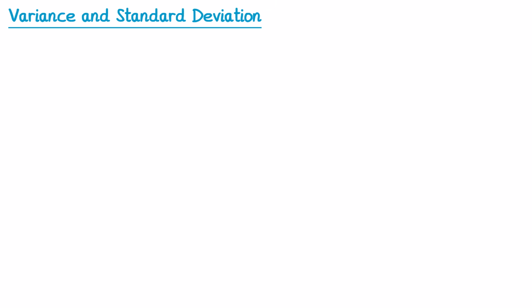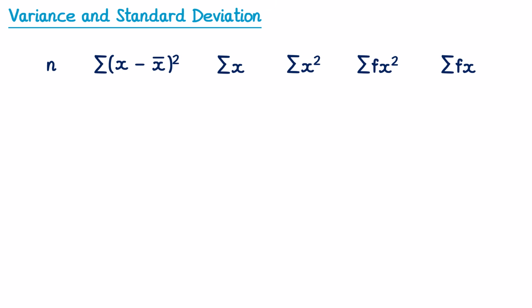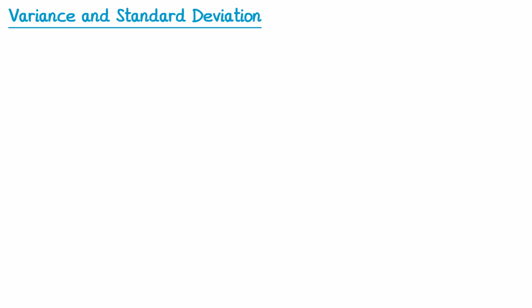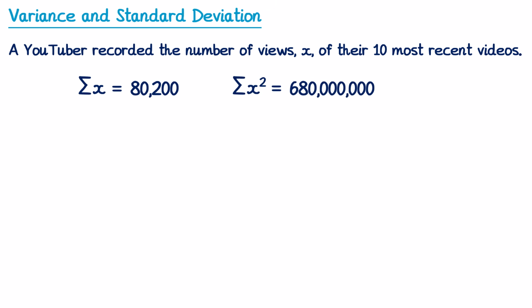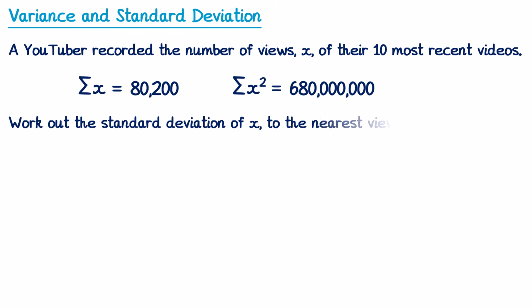So far, when working out the variance or standard deviation, we've had to work out lots of different values, like these ones here. Sometimes the exam question gives you these values instead, and you just need to use them in the formula. Let's have a look at how some of these questions could be worded. In this question, it says, a YouTuber recorded the number of views of their 10 most recent videos, and we're told that the sum of x is 80,200 and the sum of x squared is 680 million. The question wants us to work out the standard deviation to the nearest view.